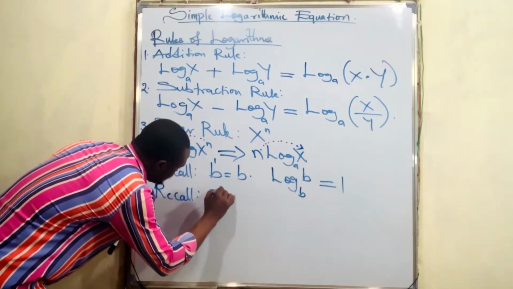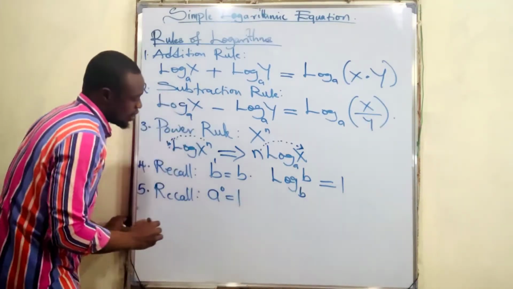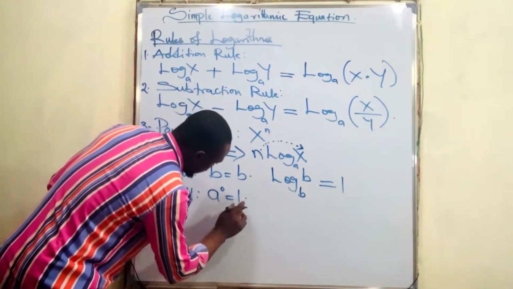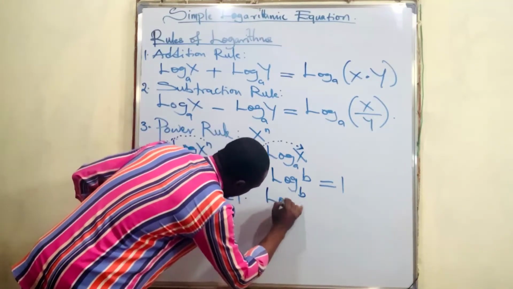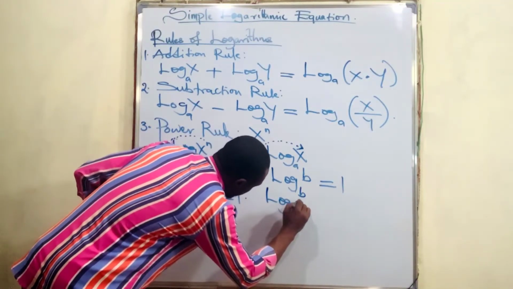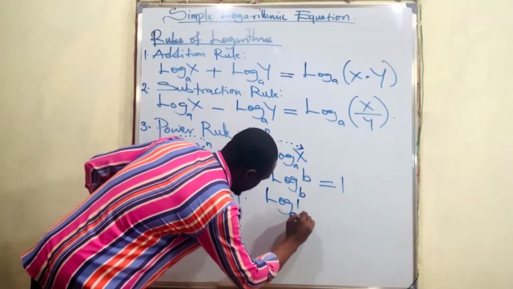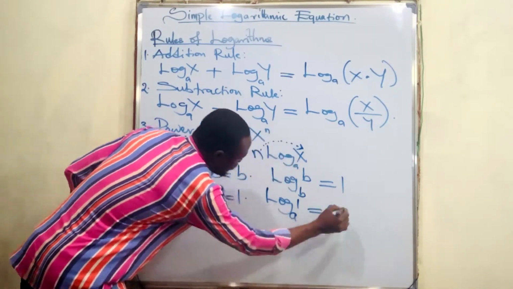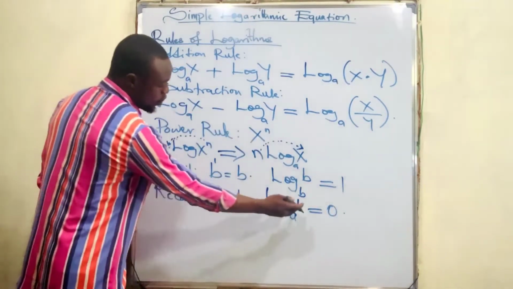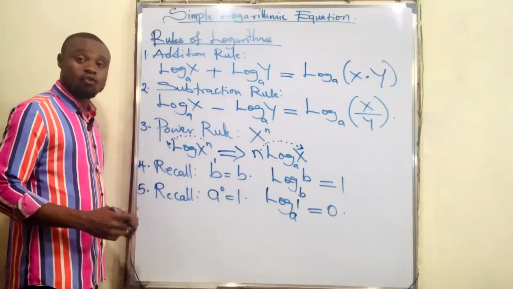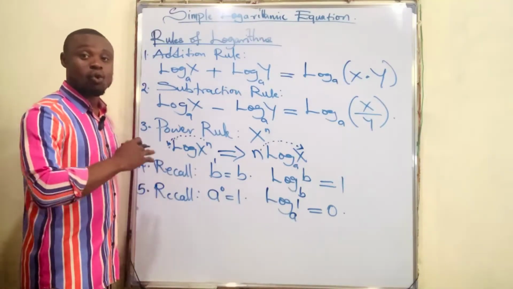So the fifth rule is also, recall that a to the power of 0 is equal to 1. So that means this can be represented in log as log 1 base a is equal to 0. So the log of 1 base any number is equal to 0.